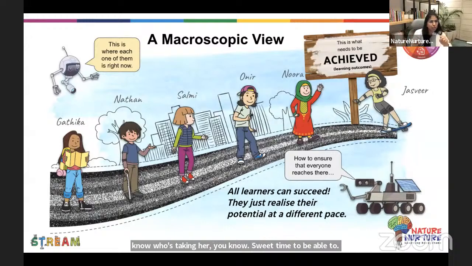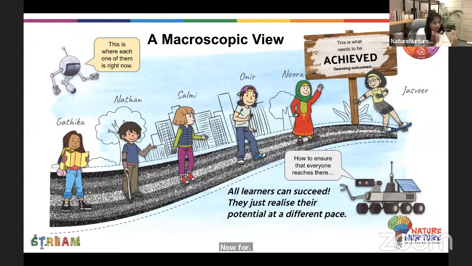Now, for you as a practitioner, the biggest challenge is, first, to establish where each of my learners is placed in terms of being able to accomplish the targets or the goals or the tasks that I have defined for them. Second, how do I fill in those gaps, which are not the same for everybody? So there has to be equity.